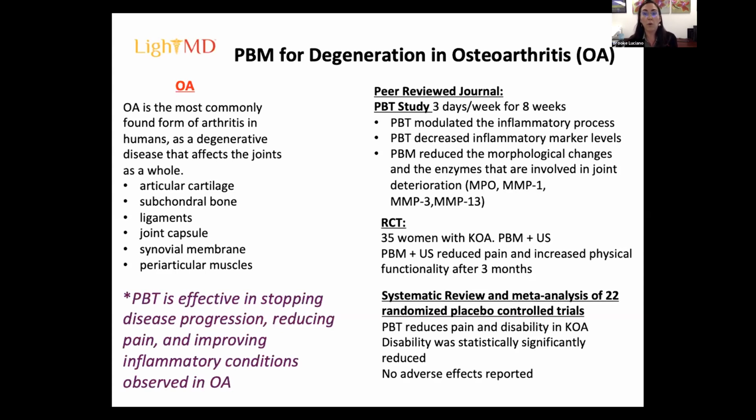So overall, for osteoarthritis in the knee, we found that PBT is effective in stopping disease progression, reducing pain, and improving the inflammatory conditions observed in OA.